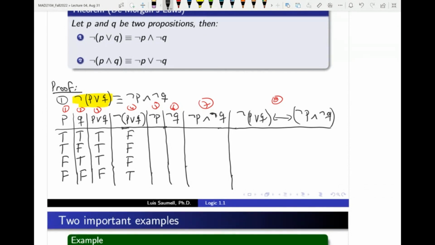All right. How do we do column 5? Negate column 1 because it's negation P. So that will be false, false, true, true. Column 6? Negate column 2. So that's false, true, false, true. Okay? Column 7?